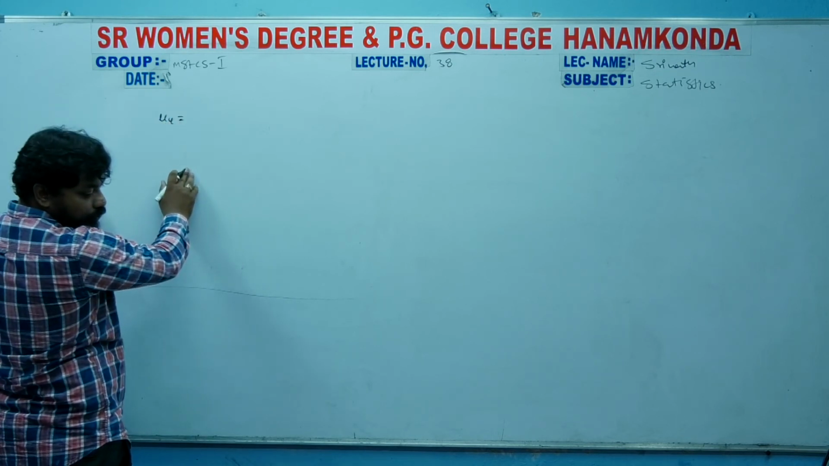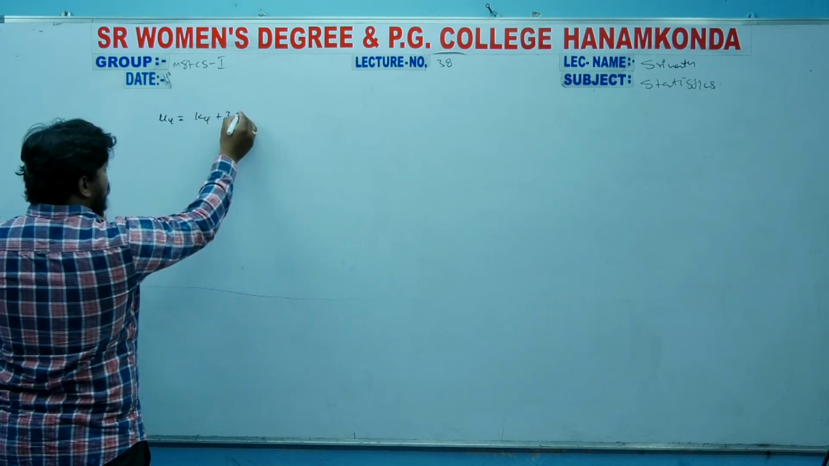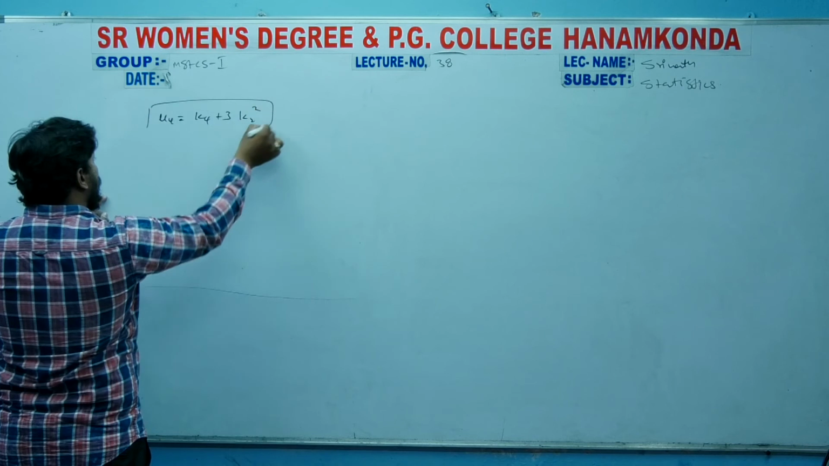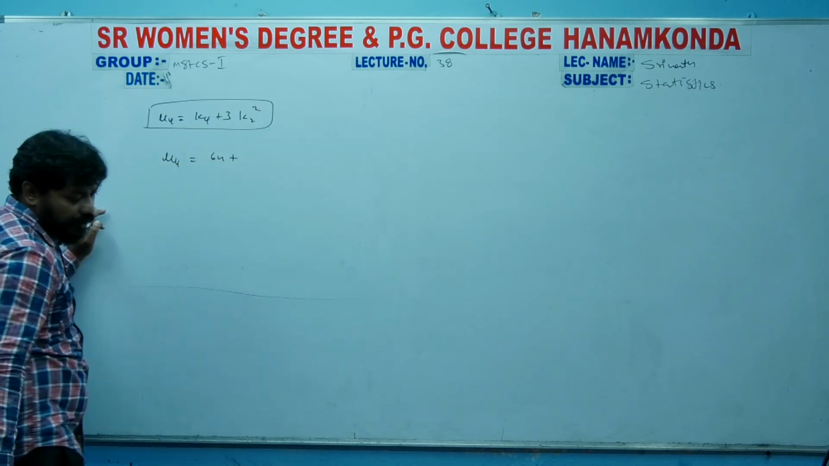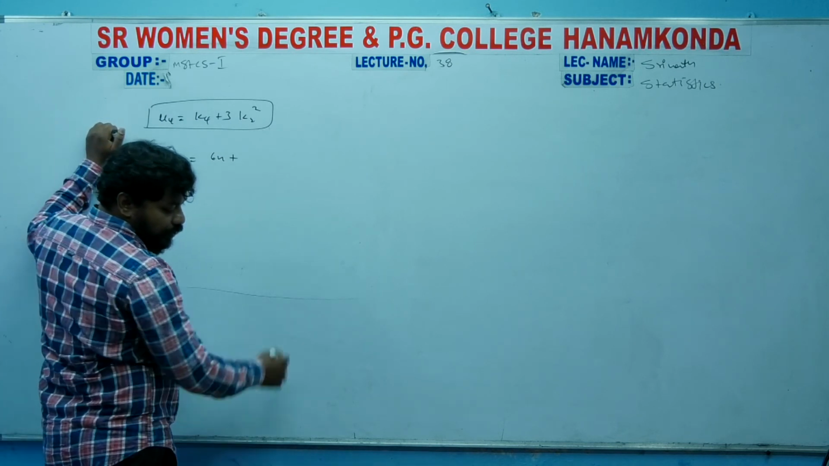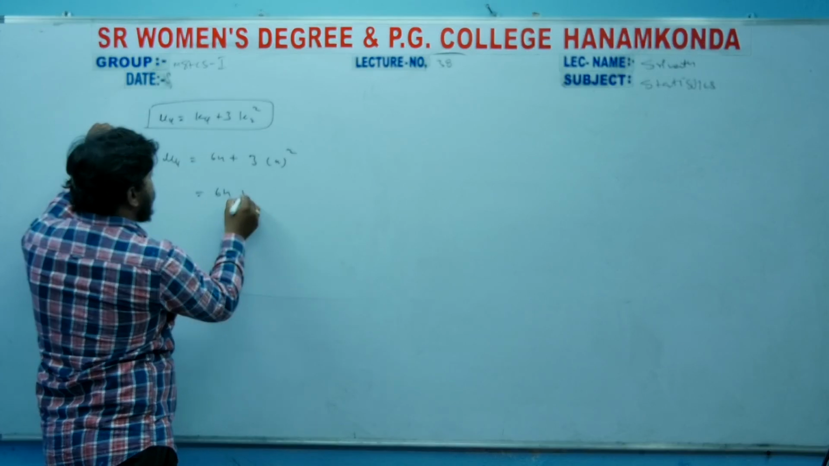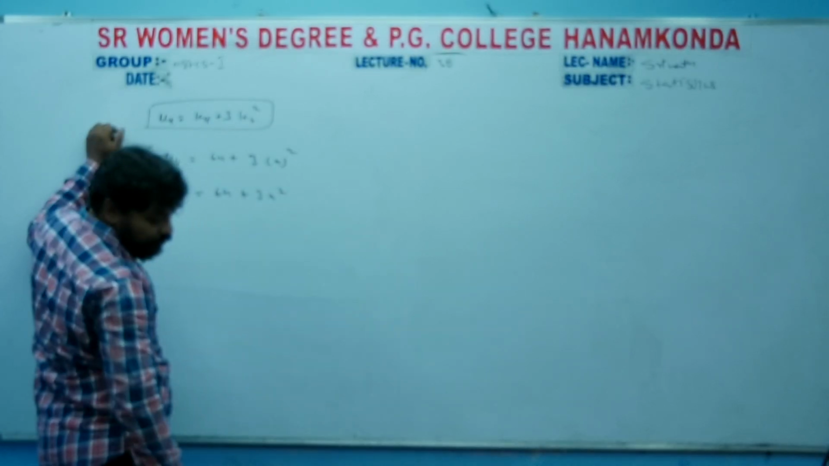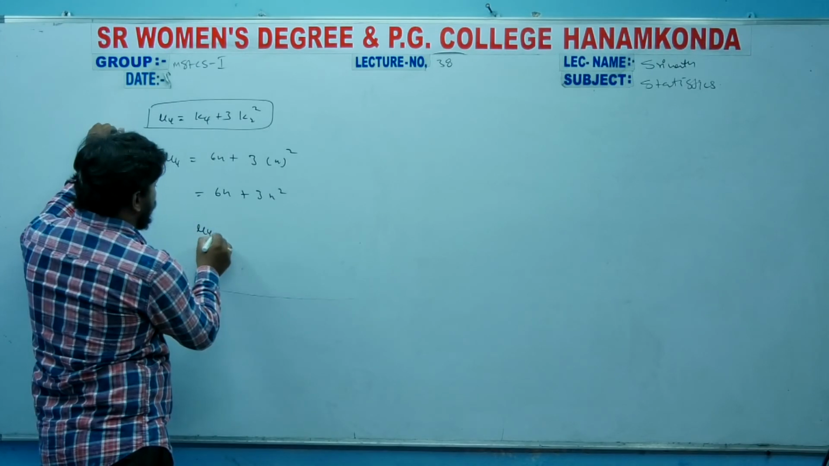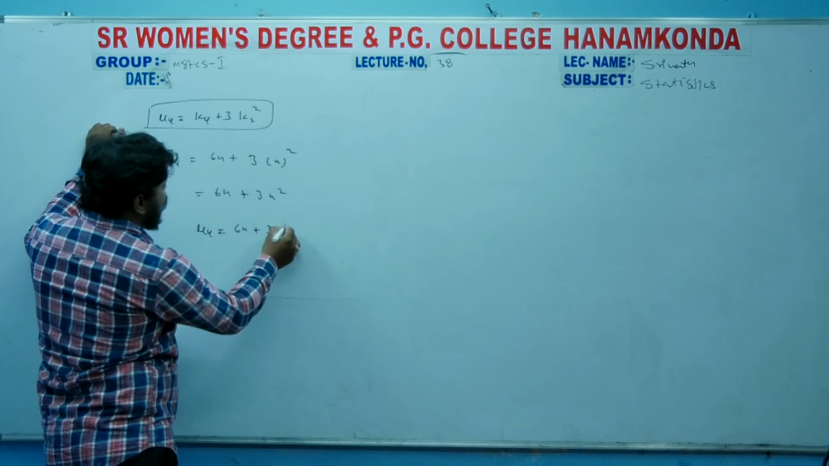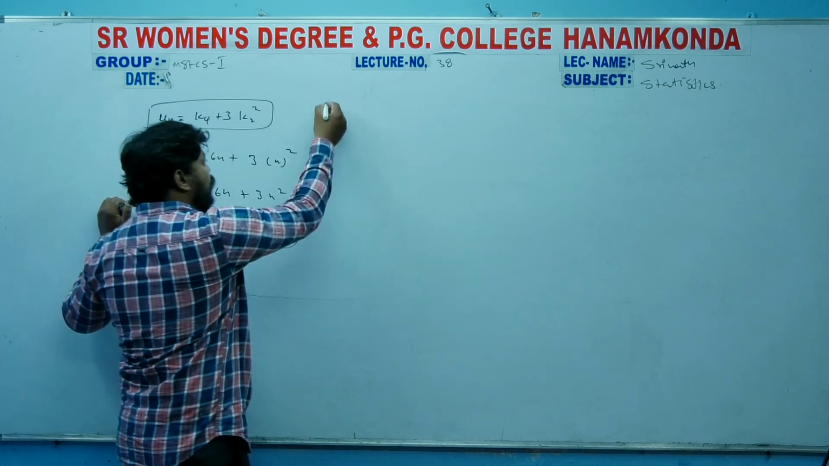Mu4 is equal to k4 plus 3 into k2 square. This is the mu4 formula. This is 6n plus 3 into n square. So 6n plus 3 n square is the mu4 value. And also we want to find out the skewness.